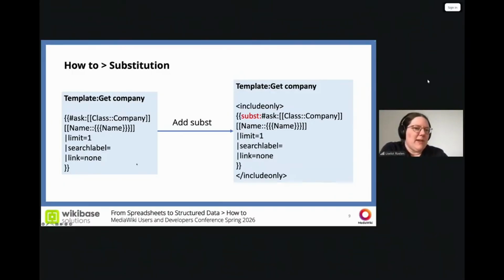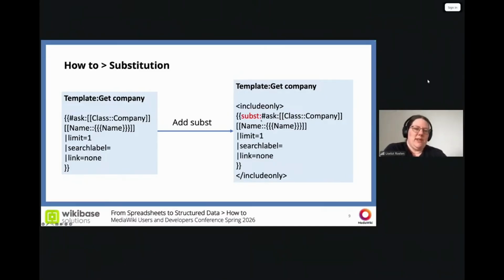On the left, you see just a regular example of an ask parser function. It's often convenient to first write it in a regular way without subst, so that you can test if it's giving the correct output. And then when it's doing what you want, you add subst to it. And so this is a query that just queries pages of class company, which I'm setting through the company template, and then it queries the name that should correspond to a name parameter that we're passing to it.